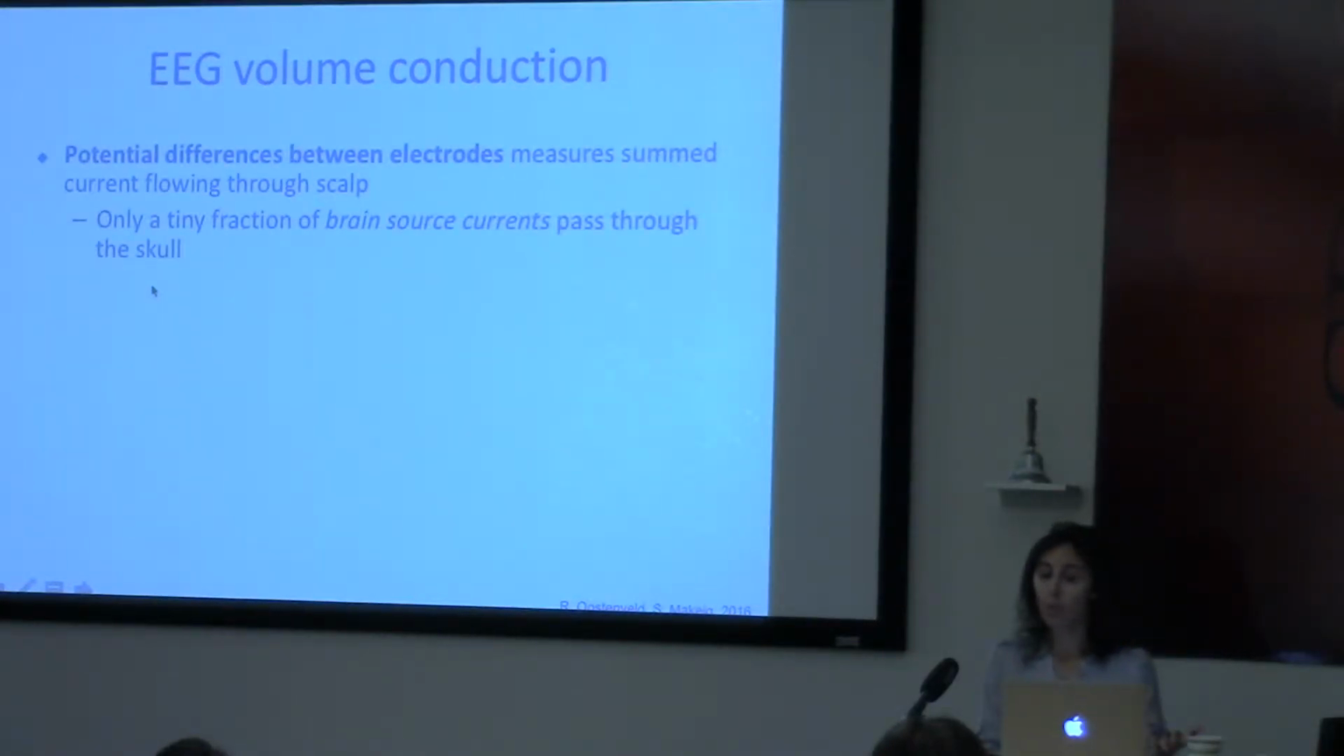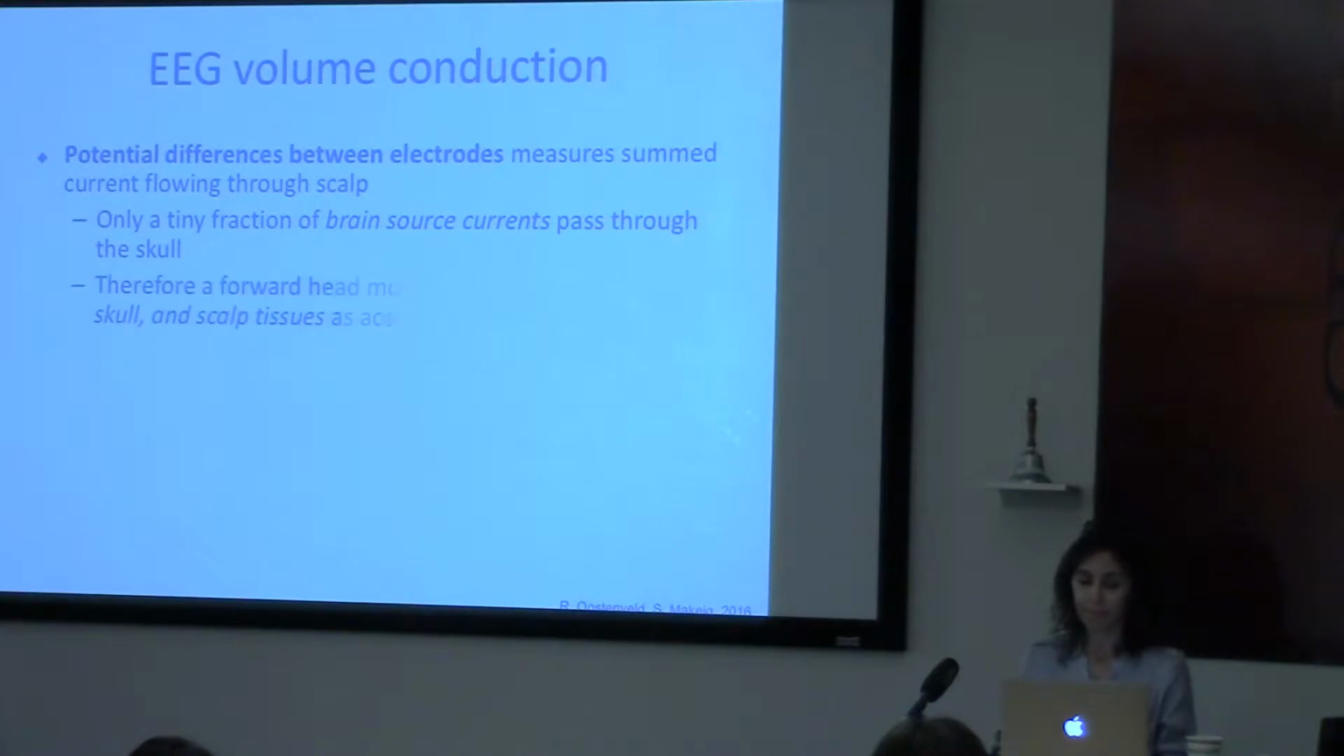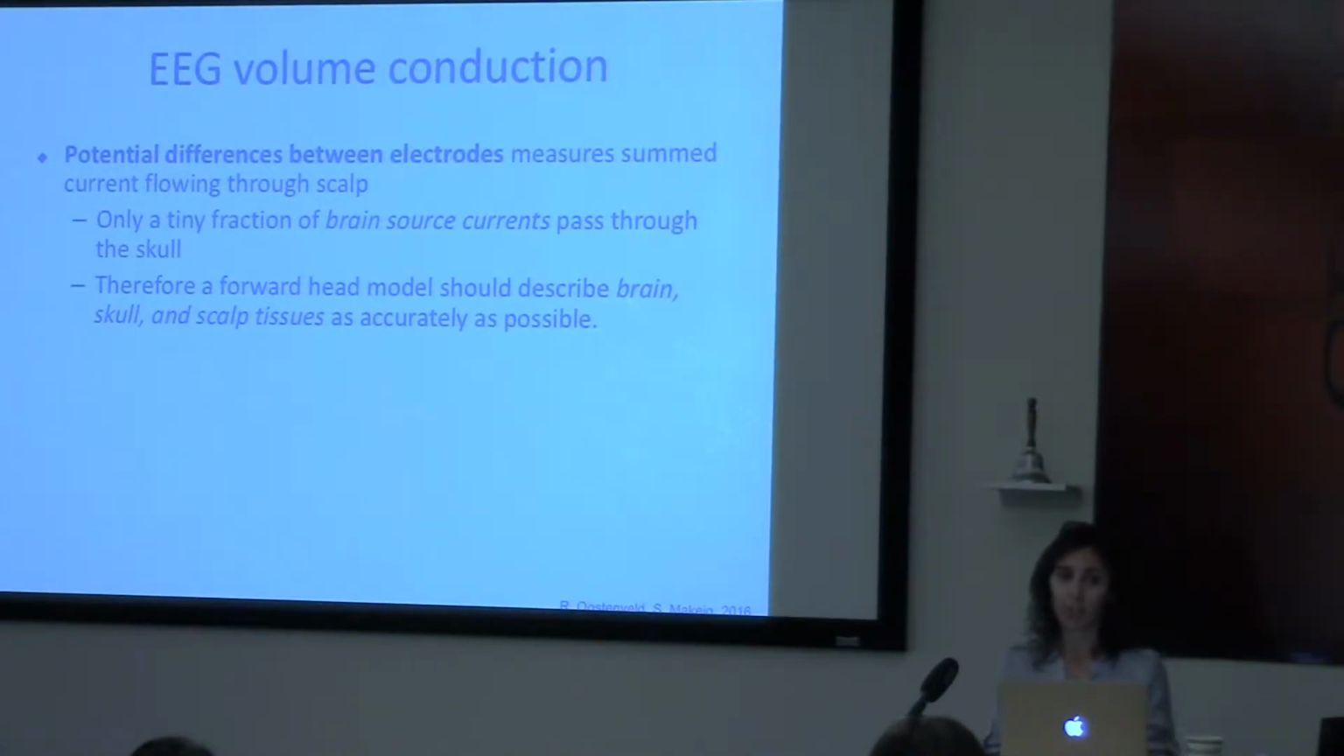So what is volume conduction? The potential differences between electrodes measure some current flowing through the scalp. Only a tiny fraction of brain source currents pass through the skull. Therefore, we need a detailed model of the head for the different conductivity tissues. These tissues, which have different conductivities, are brain, CSF, skull, and scalp.